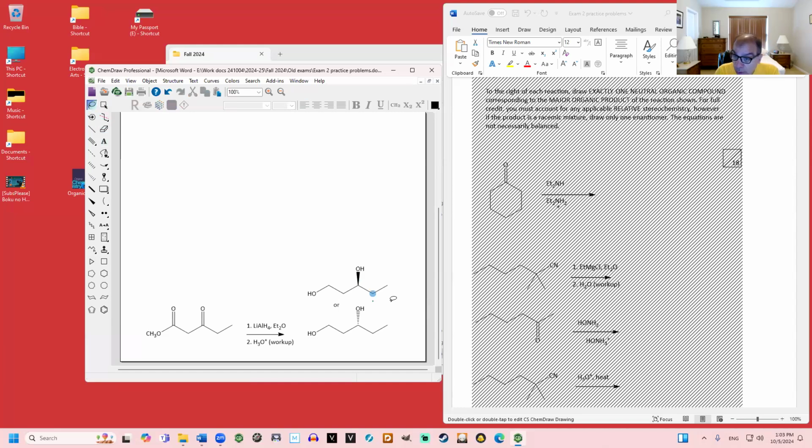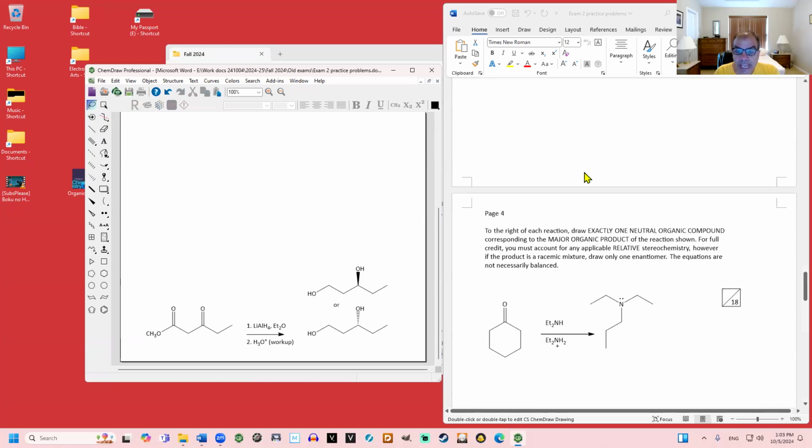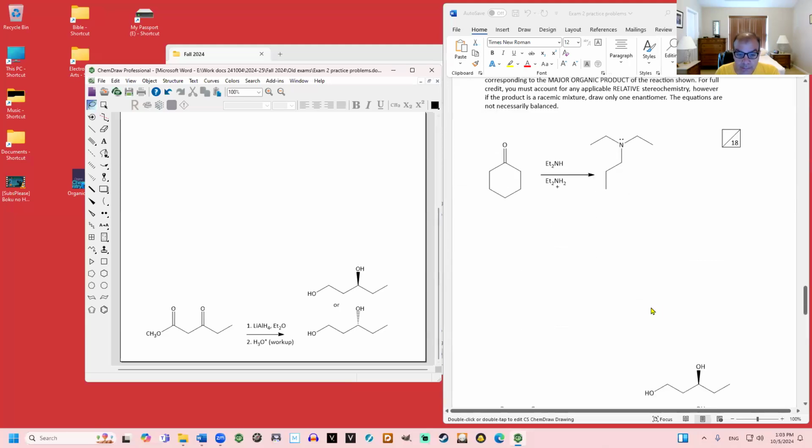If you had just drawn a straight line bond to the OH group, that will lose points. When you generate a chiral compound as your product, you're responsible for showing stereochemistry. It says that up here, for full credit, you must account for any applicable relative stereochemistry. However, if the product is a racemic mixture, which it certainly would be here, draw only one enantiomer. So that's how you approach this type of question.